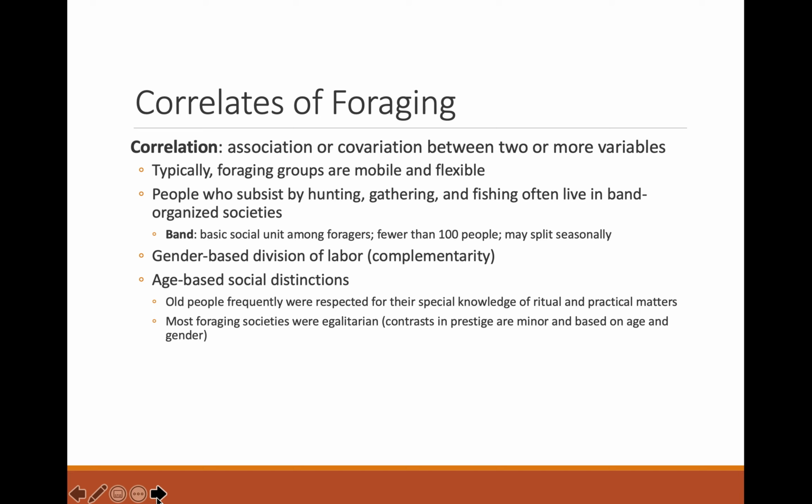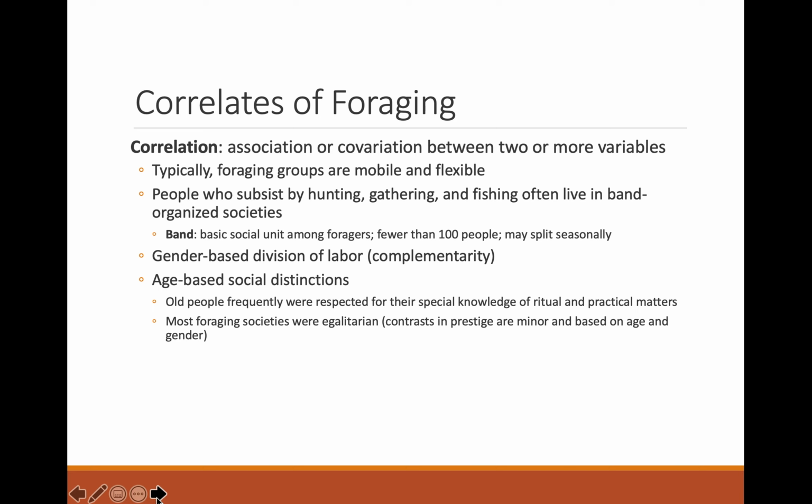What are some of the correlates of foraging? Well, first of all, when we're talking about a correlate or a correlation, we're talking about an association, or what we call covariation, between two or more variables. Typically, foraging groups are mobile and flexible. They are mobile both in terms of where they are geospatially, but they also possess a high degree of what we would call status mobility. They have open status systems where there's vertical mobility, where you can be of higher esteem or lower esteem, where you have some control over your relative social status.